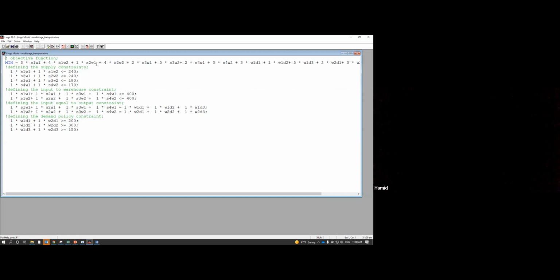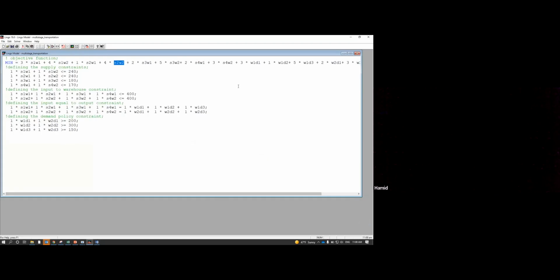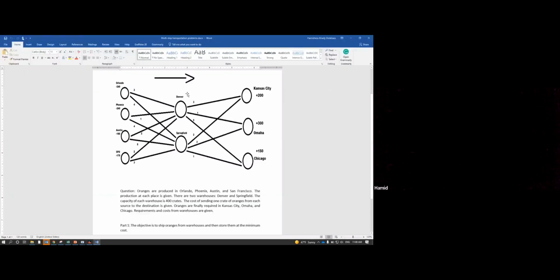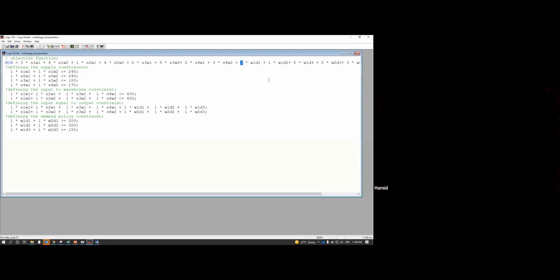Similarly, S2W2 is just from Phoenix to Springfield, because this one is the second supply to the second warehouse. Let me show you another one. We have W1, D1, which means from the first warehouse to the first demand point, from Denver to Kansas City. And the cost is 3 per unit. So in the formulation, you have 3 times W1, D1.